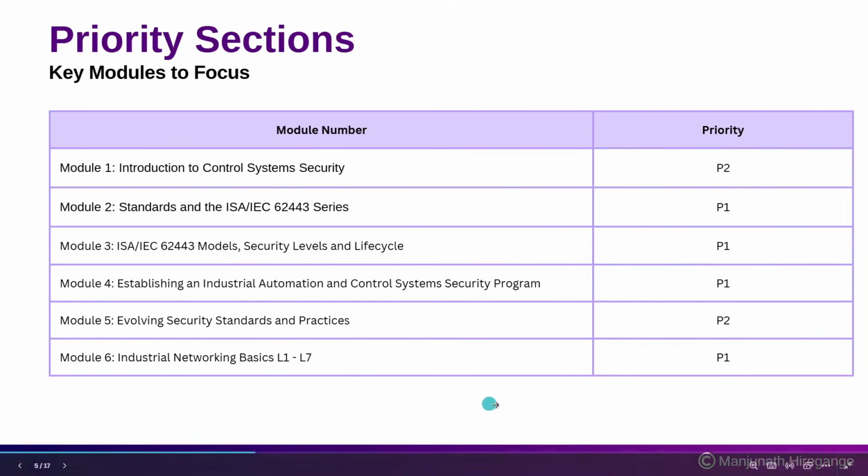But if you are already familiar with 62443 through hands-on work or some theoretical knowledge, you might find some of these modules easier to navigate. But for most people I have interacted with who are looking to understand 62443 from the ground up, this prioritization can really be helpful to guide your efforts. Also, I would like to highlight one important point: these priorities are purely based on my understanding and experience. So it might vary from individual to individual depending on their background and familiarity with these concepts.